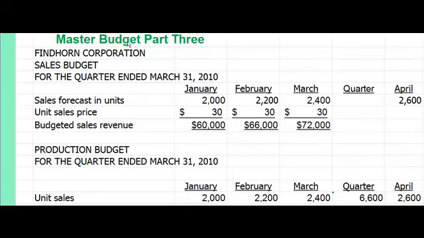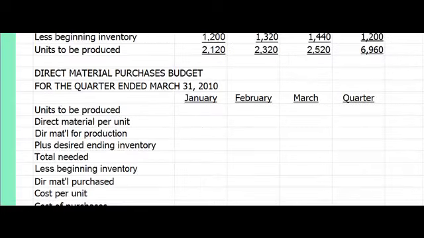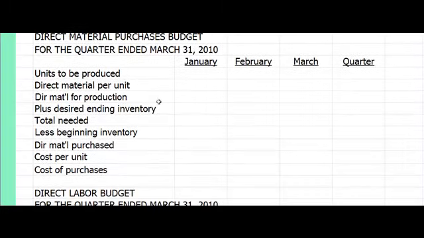In Master Budget Part 3, we are going to be preparing the direct materials purchases budget. In Part 1, we did the sales budget, and in Part 2, we did our production budget. The sales budget fed to production, and now you can see the first line of our direct materials purchases budget is units to be produced.